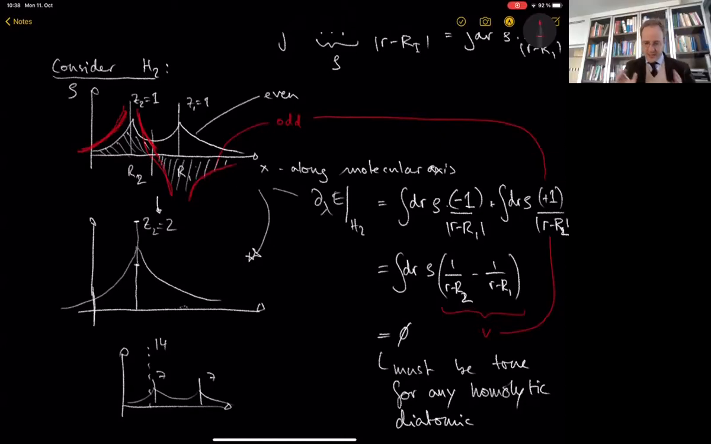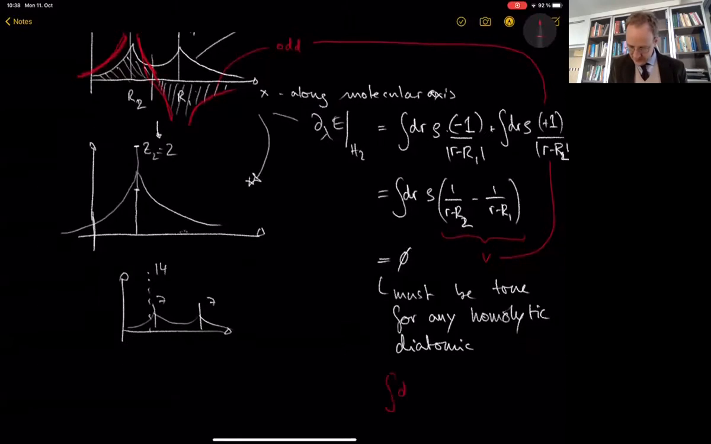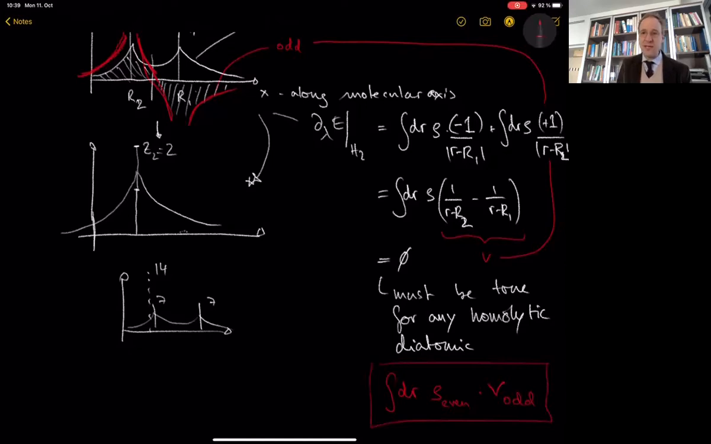Yes, but this is the important point: you have this structure, something even, the electron density, times something odd, this funny potential, this derivative of the potential. So this is a very common sort of integral you might be looking at. And apart from the symmetry of these two functions, you don't need to know anything to determine that the integral must be 0.